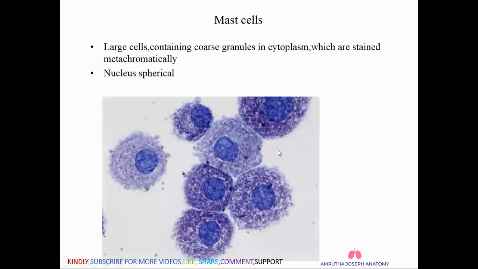Coming to the next cell, mast cells. These are mast cells. They are large cells. They have coarse granules in the cytoplasm, and they are stained metachromatically, and the nucleus is spherically placed. A spherical nucleus can be seen. It takes different types of stains, different types of colors.